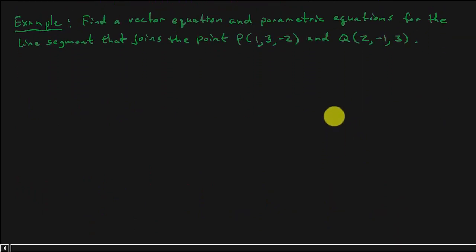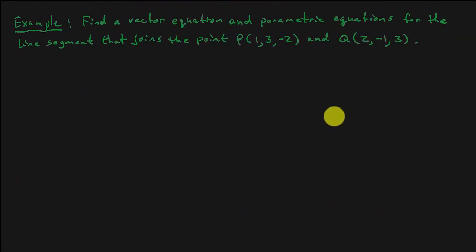All right, so let's look at this one, and I believe this is the last example. Well, no, it's not the last example. We got a couple more to do. Find a vector equation and parametric equations for the line segment that joins the point (1, 3, -2) and (2, -1, 3).